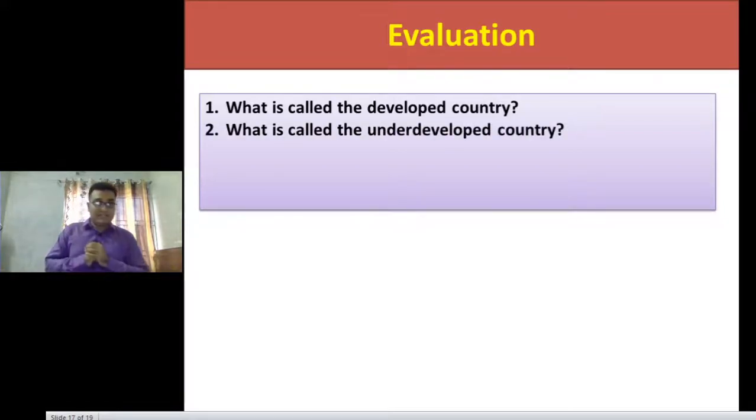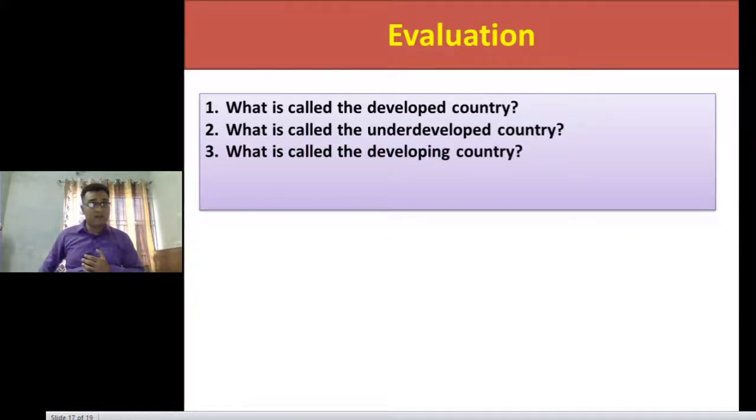My second question is, what is called the underdeveloped country? Basically, underdeveloped countries are such type of countries whose per capita income is very less, and this type of countries are highly agriculture oriented countries. So this is the answer of this question. My next question is, what is called the developing countries? Basically, countries in the middle stage between the developed countries and the underdeveloped countries we can see, and these are called the developing countries. Okay, so this is the answer of this question.